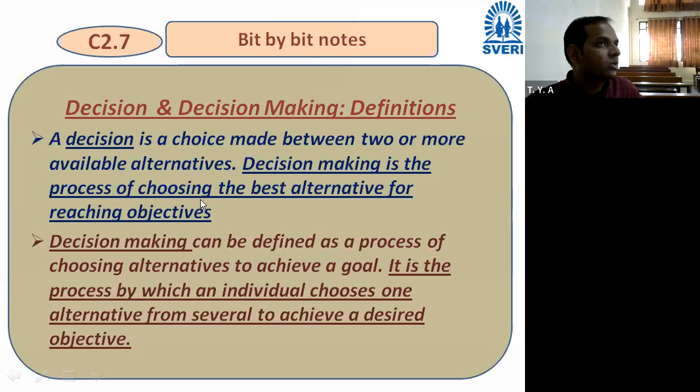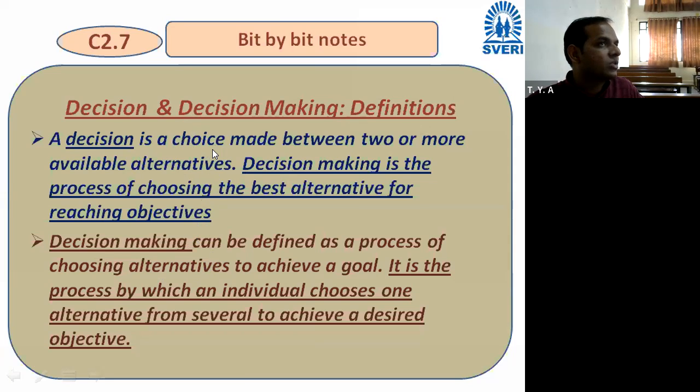In decision making, we choose one option available out of many options. Then you can say you made the decision. If you have five and you chose four, is it an appropriate decision? No. If you choose one, then you can say the decision is made properly. So decision making can be defined as the process of choosing alternatives to achieve a goal. It is the process by which an individual chooses one alternative from several to achieve the desired objective. The same meaning you can correlate here.